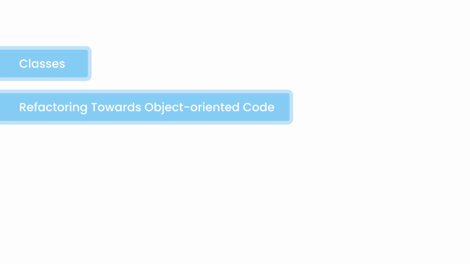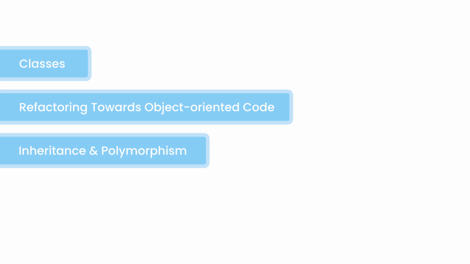Next, we're going to talk about the other two principles of object-oriented programming, inheritance and polymorphism. And finally, we're going to talk about interfaces, the most powerful yet the least understood feature of object-oriented programming.